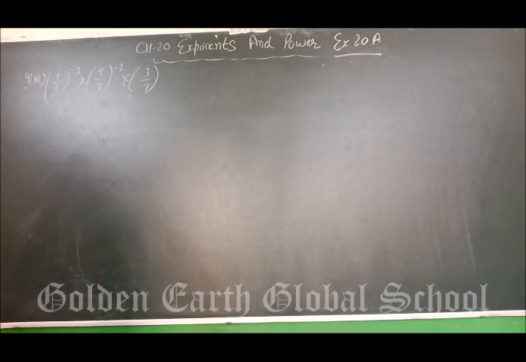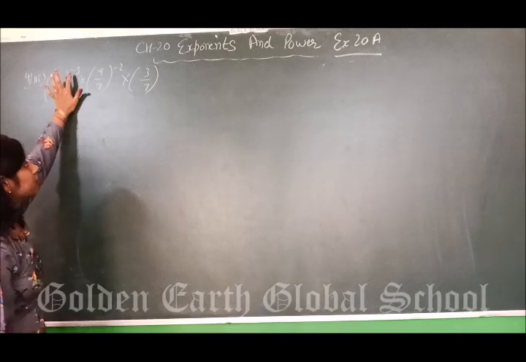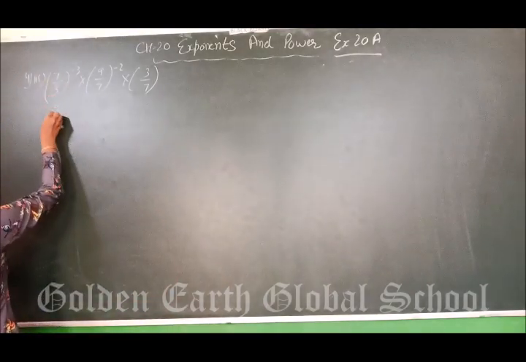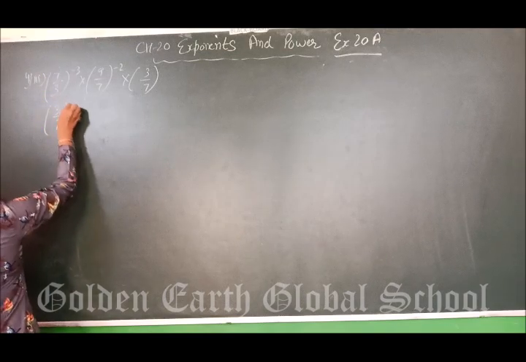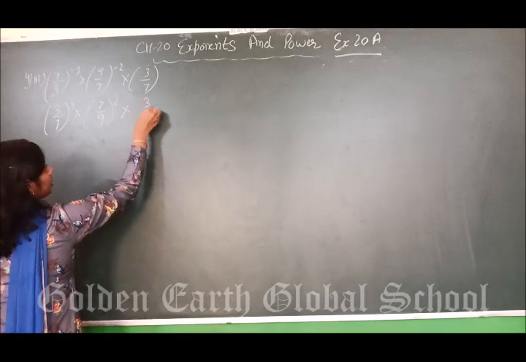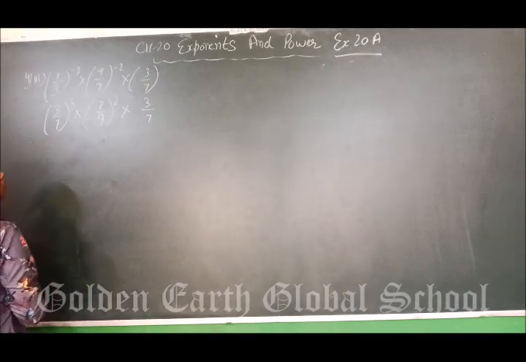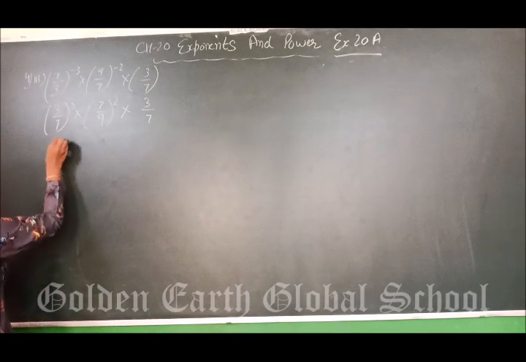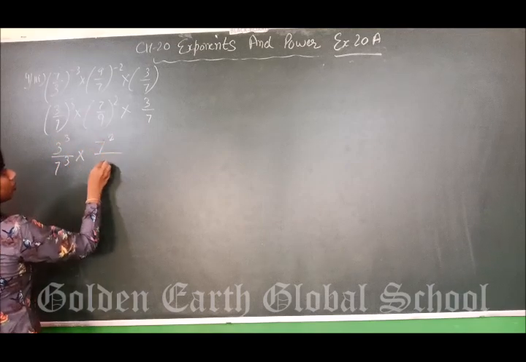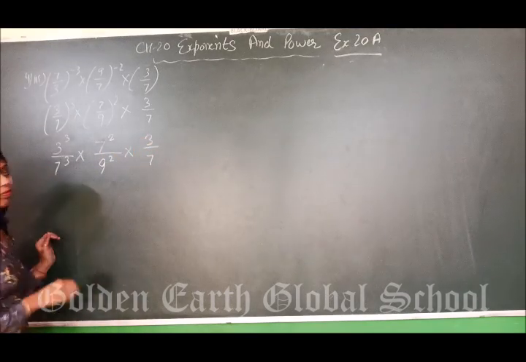Here, third part, there are 3 terms. The first step is to convert the negative power to positive and take the reciprocal. So it can be written as (3/7)^3, (7/9)^2 into 3/7, because there is no power. Now separate the powers. 3^3, 7^3, 7^2, 9^2, 3^1, 7^1.